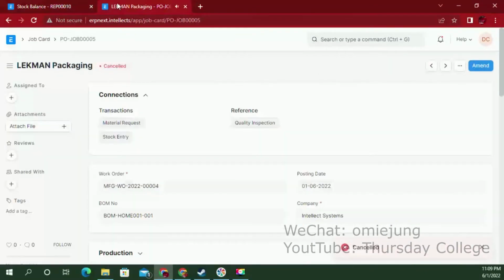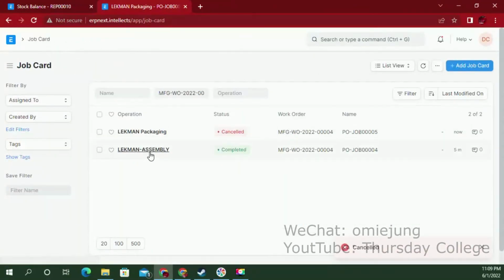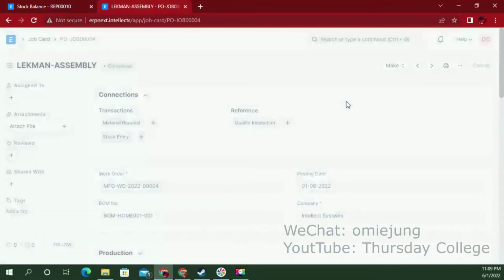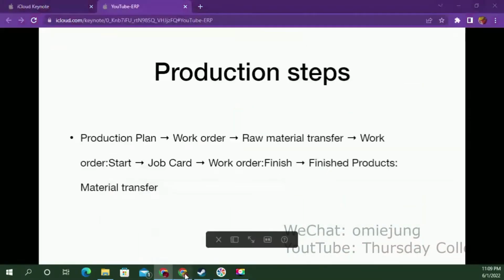Okay, and then another job card. I do this one and then I cancel as well. And then after you cancel the job card, the last thing is the raw material transfer. You need to cancel it.